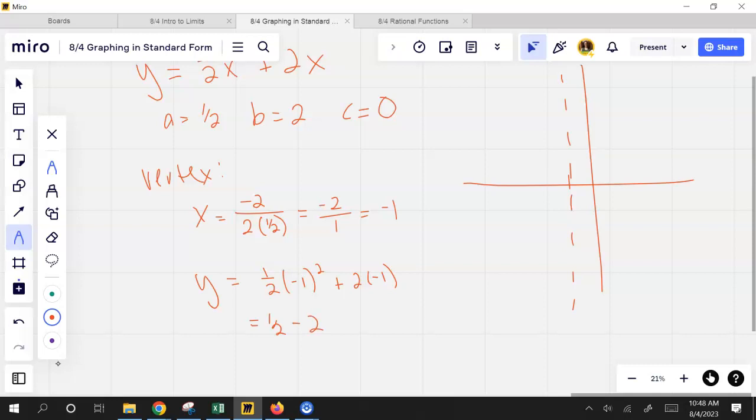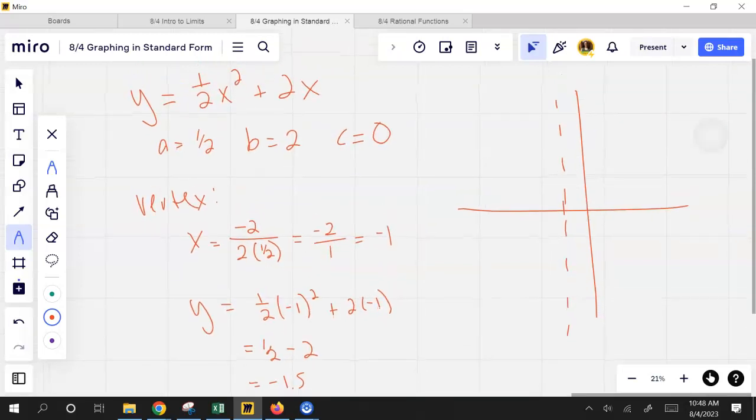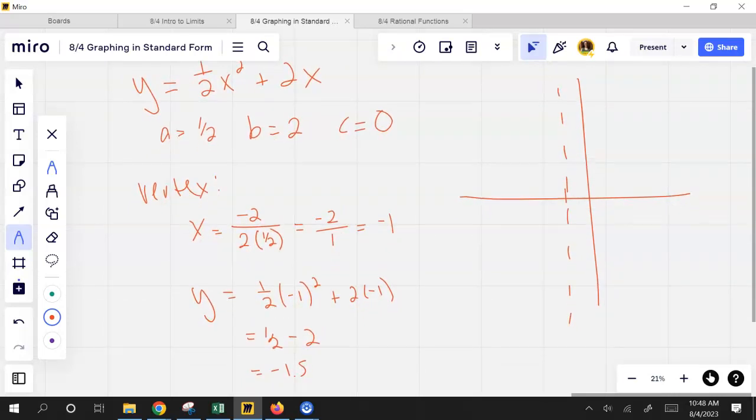1/2 minus 2. You have 50 cents, but then you owe somebody $2, so you really owe how much? $1.50, so -1.5. I always relate to money because, whew, one thing I don't have enough of. All right, so 1, there's 2, so here's negative 1.5 right there on that line.